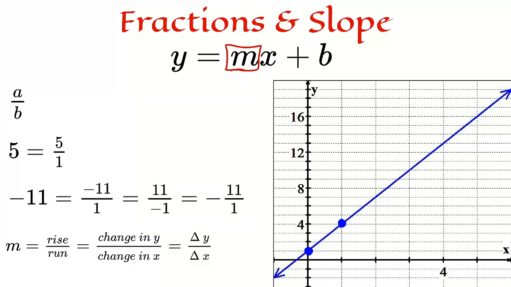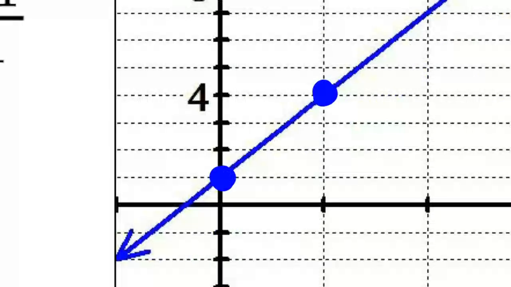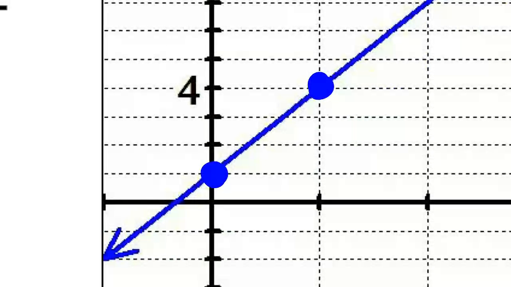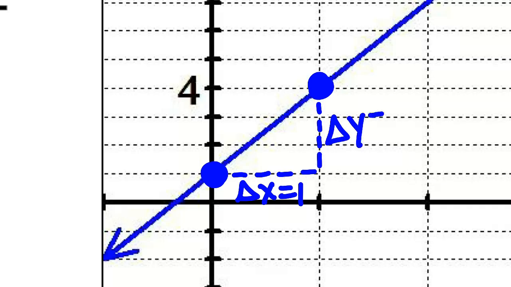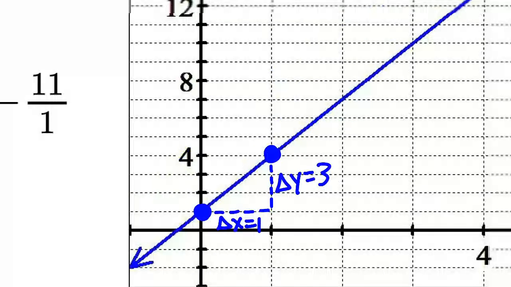Okay. Now, if I use those 2 points, I'm going to zoom in on that. I can think of, here's my delta x. Delta x equals 1. Here's my delta y. Delta y equals, let's see, I go up 1, 2, 3. So my delta y is 3. So there, I can see that my slope is delta y over delta x, 3 over 1.